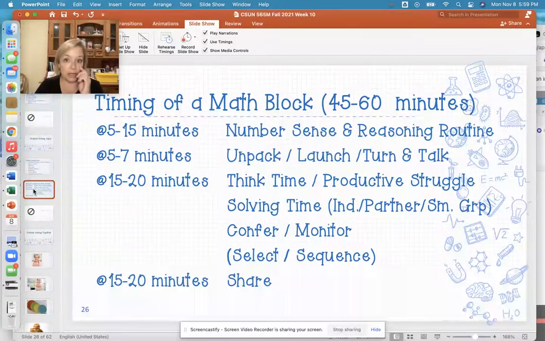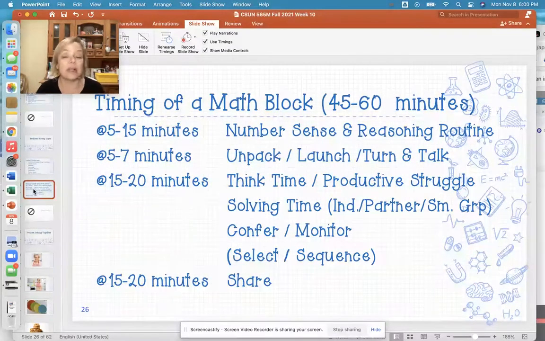This can be independent, partners, small groups. You will be conferring and monitoring and selecting and sequencing. Now, if your students are older and the problems are more complex, you might extend this time, particularly if you're in middle school or high school and you have block scheduling. You might have a longer period to administer those problems. You might also do a little bit of work, a share, a little bit of work, and a share.